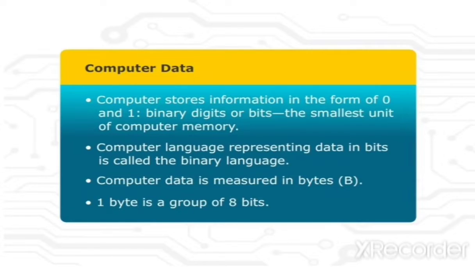Computer data. A computer stores information in the form of 0 and 1, which are called binary digits. Binary digits are also called bits. Bits are the smallest unit of computer memory. The computer language that represents data in bits is called binary language. Computer data is measured in bytes. It is denoted by B. 1 byte is a group of 8 bits.